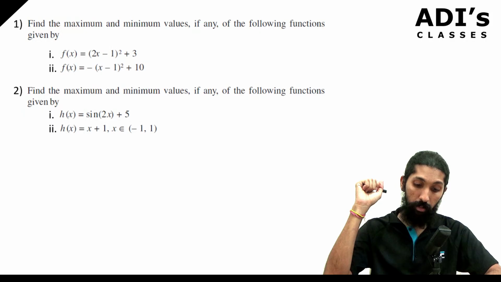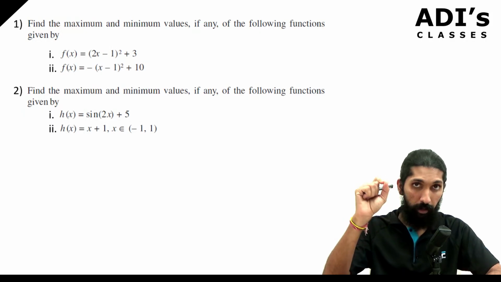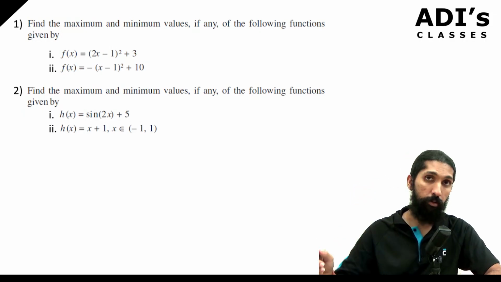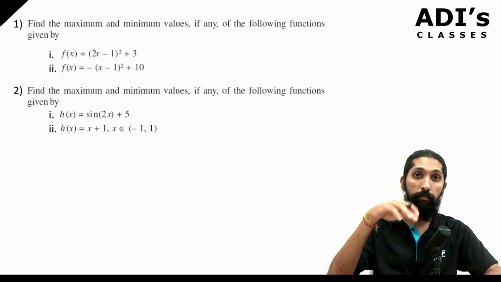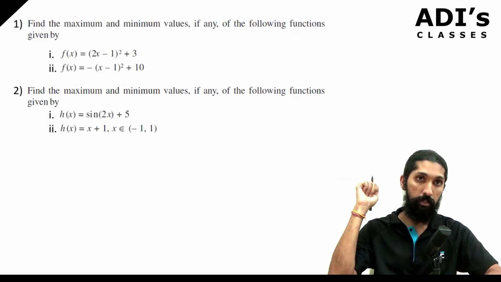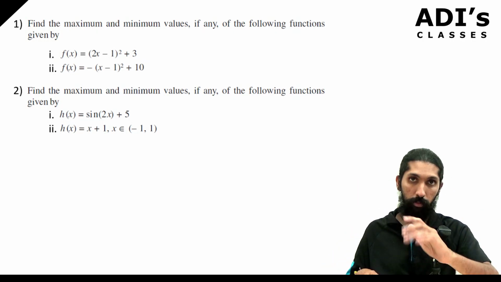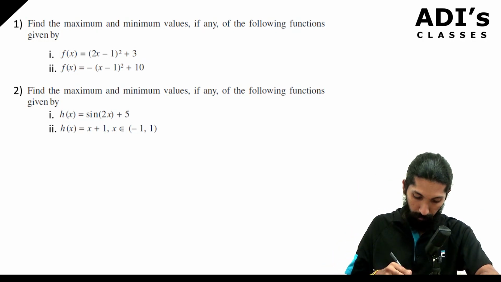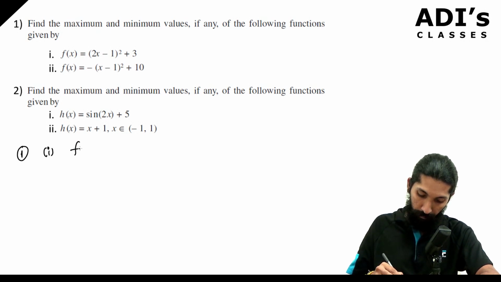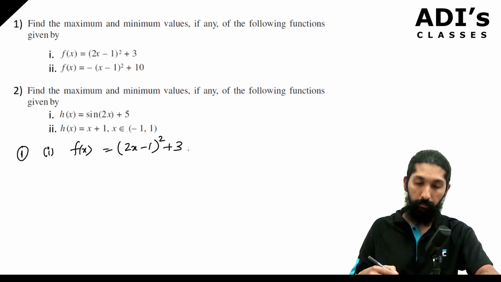Find the maximum and minimum values, if any, which is a very, very important word because sometimes maximum and minimum cannot even exist. That's why. Of the following functions given by so much and so much. So let's do the first one. f(x) is equal to (2x - 1)^2 + 3.